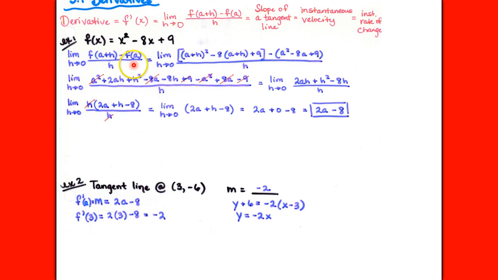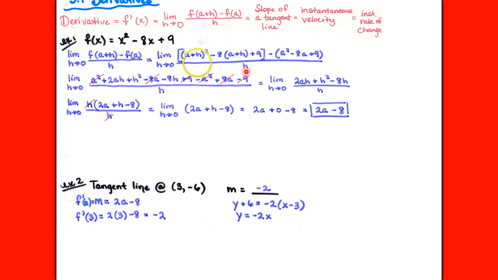Then I'm supposed to subtract f of a from that. That just means put a in the place of x. So that'd be a squared minus 8a plus 9, subtract that whole thing. And then divide it by h. All right, so now we're going to simplify.